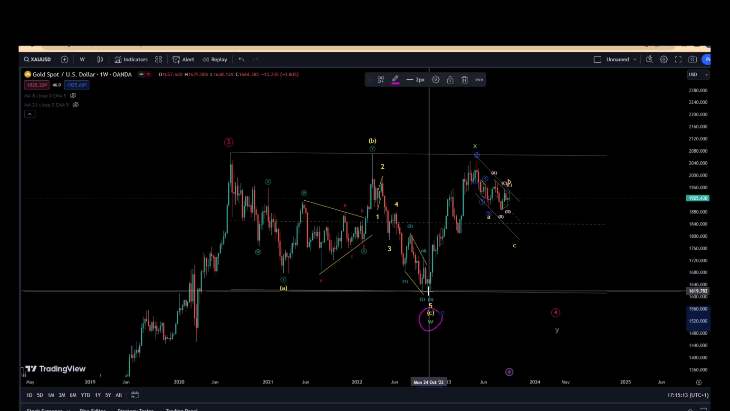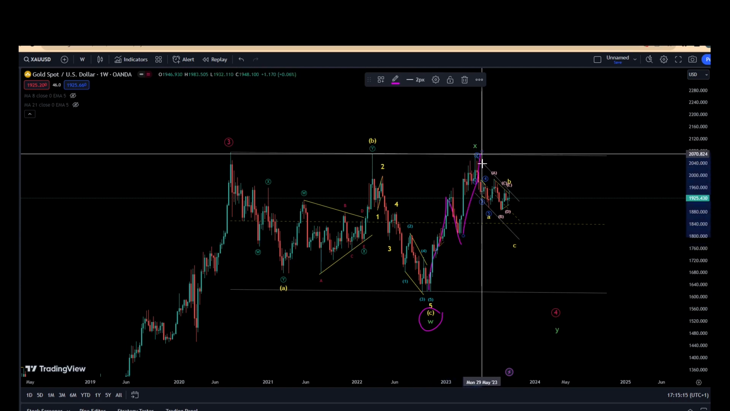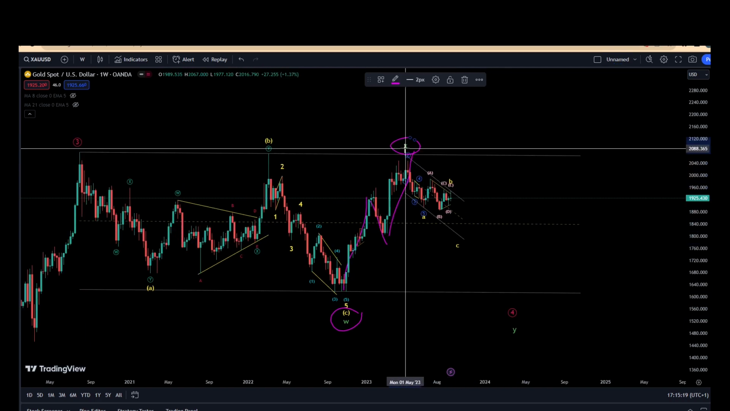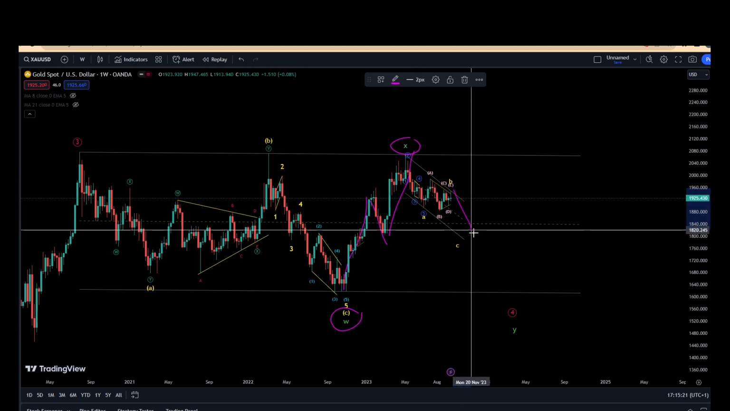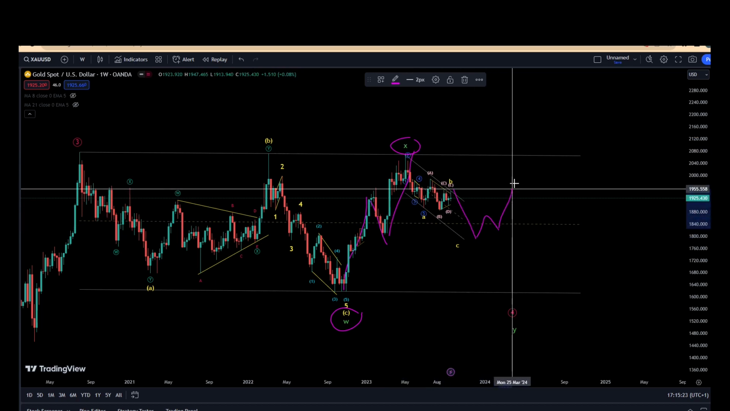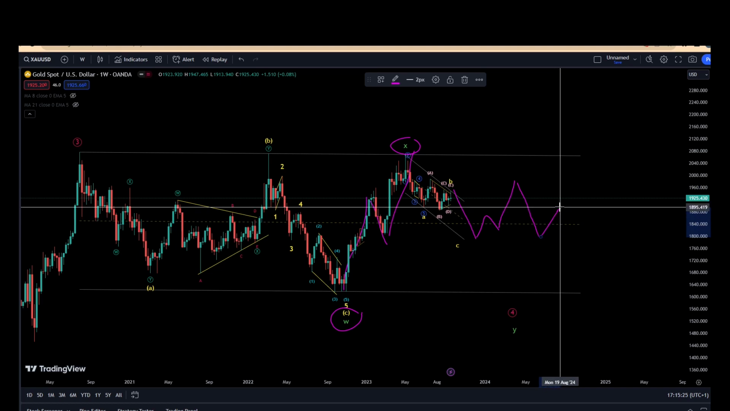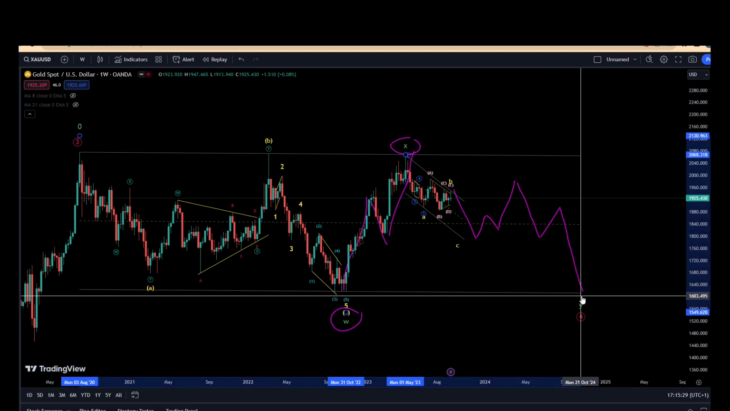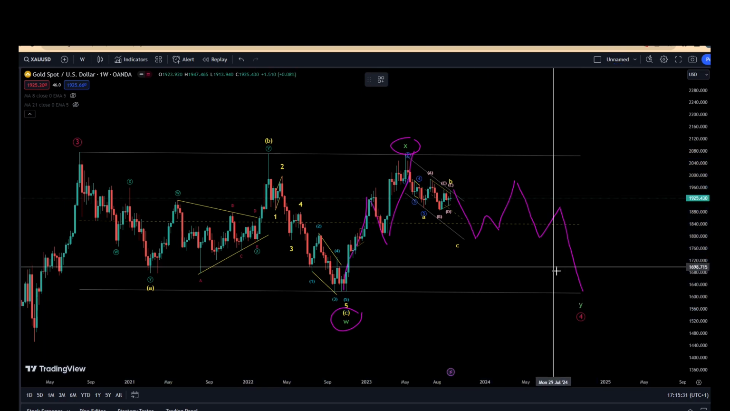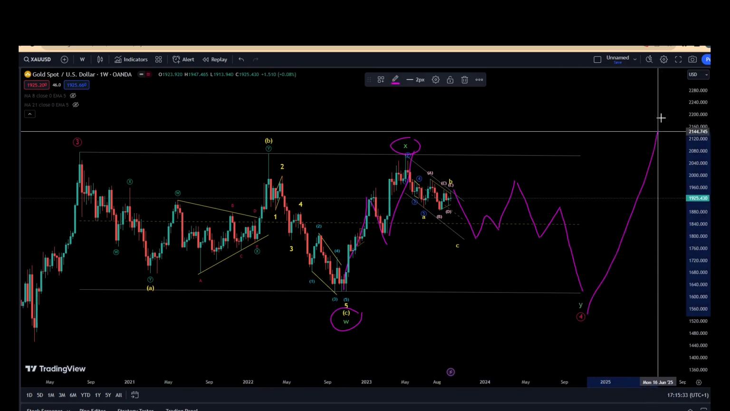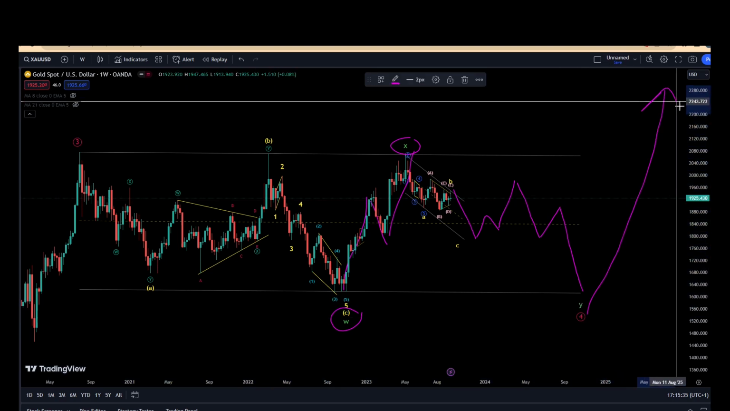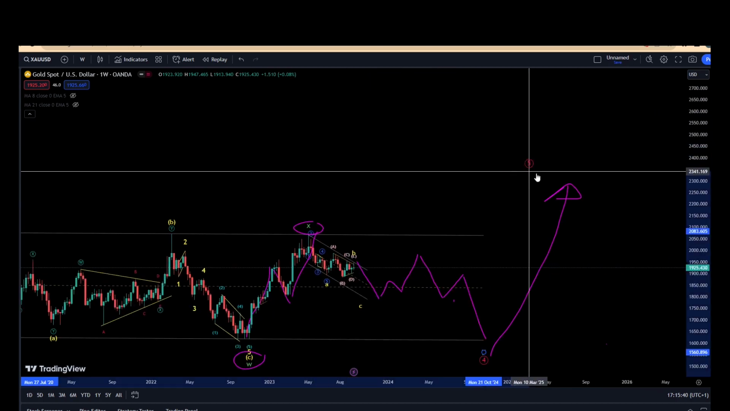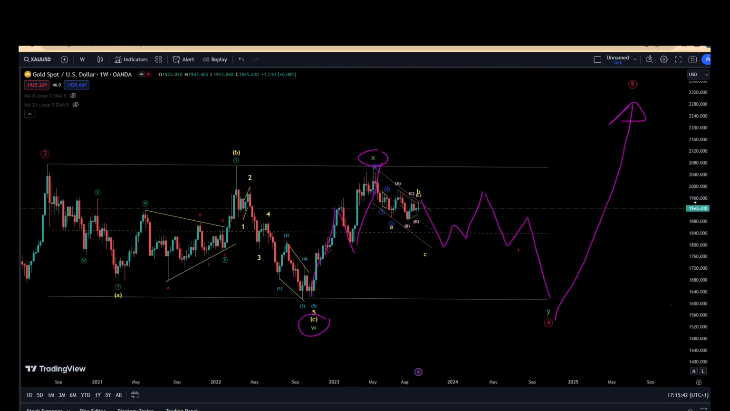Then we have another A, B, C, which is our wave X. And then what we're doing now is a 1, 2, 3, 1, 2, 3, 1, 2, 3 towards the downside to give us our wave Y, and to eventually complete our wave 4, to then push towards the upside to give us our fifth and final leg right here. So that's always the long-term foreseeable thing.